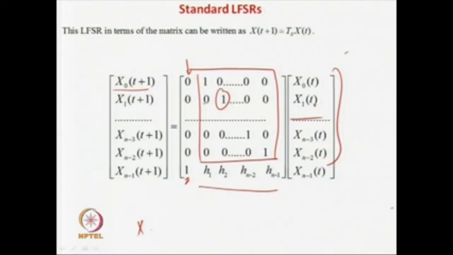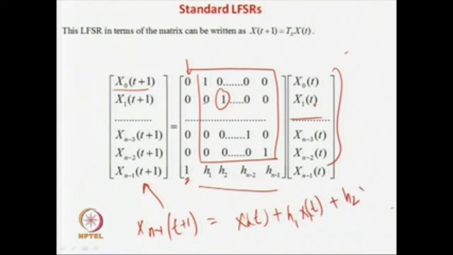So, x n minus 1, that is the last flip flop, at t plus 1, this one is equal to what? It is x naught of t, this one is there, correct. This one is multiplied by this one plus h into x, where plus is nothing but XOR. So, this one is h 1 into x 1 of t plus h 2 into x 2 of t, dot dot dot, h n minus 1 into x n minus 1 of t.